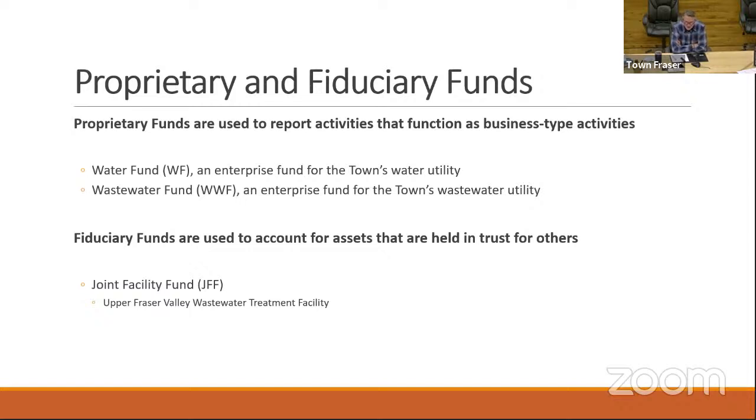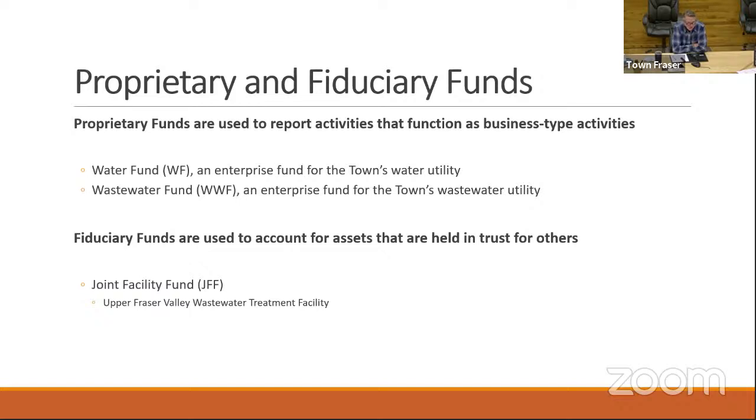The last fund I'll talk about is the Fiduciary Fund. And the Fiduciary Fund, again, is used to account for assets that are held in trust for others. I mentioned earlier that we have a joint wastewater treatment facility. Its proper name is the Upper Fraser Valley Wastewater Treatment Facility. We just call it the Wastewater Treatment Plant. The fund is called the Joint Facility Fund. It's a fiduciary fund because we are responsible for accounting for those assets and paying for the operations on behalf of our 2 partners in that organization.